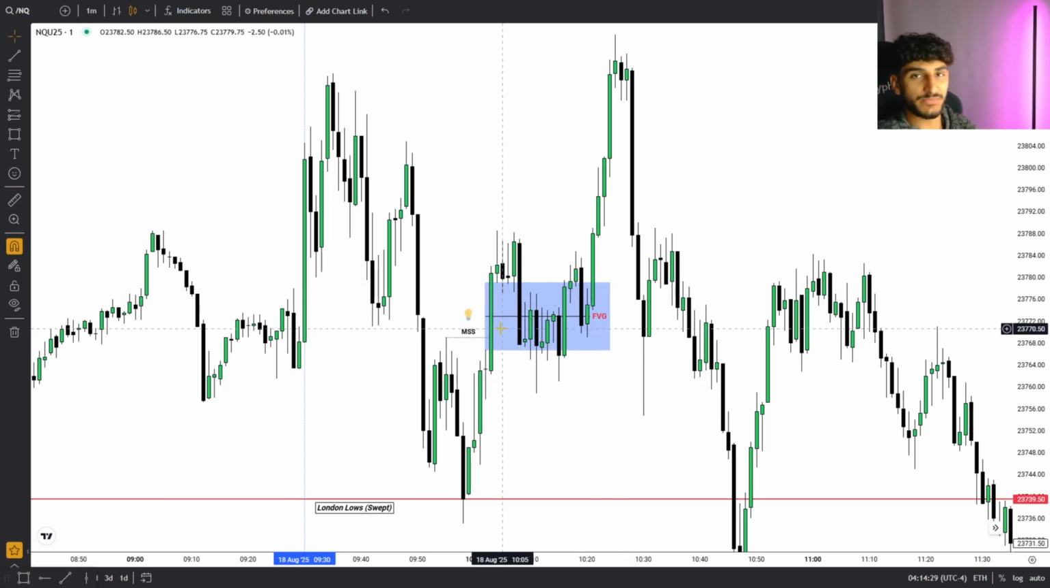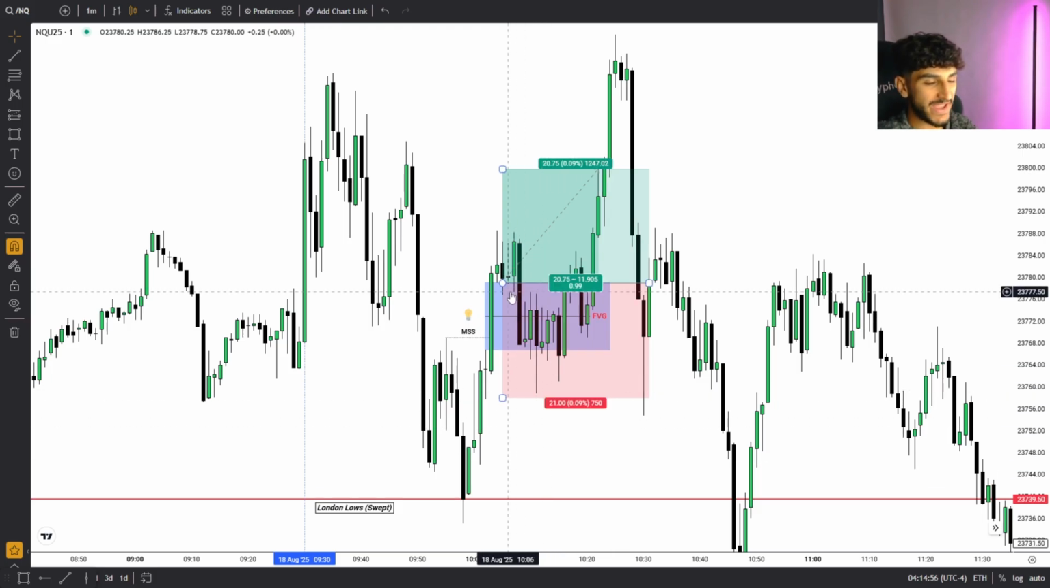So the next step that I'm waiting for is a retracement into that fair value gap. And as we can see right here at 1005 within the macro, we do get that retracement into that fair value gap. So that's where our entry is going to be. As soon as price retraces into the edge of that fair value gap, I'm executing my trade going long.